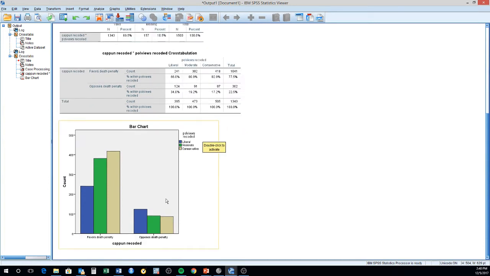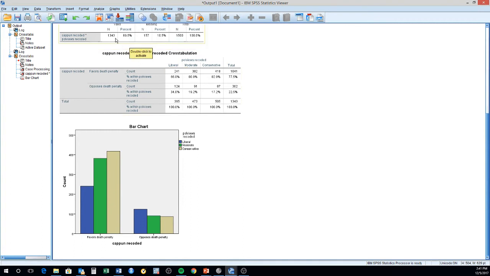As illustrated by the bar graph, there seems to be a trend here, a pattern where liberals are less likely to favor the death penalty and more likely to oppose it compared to their ideological counterparts. So there is a pattern. The question is, do the differences that you see here between the ideological groups constitute a significant relationship? And that's why we use chi-square.